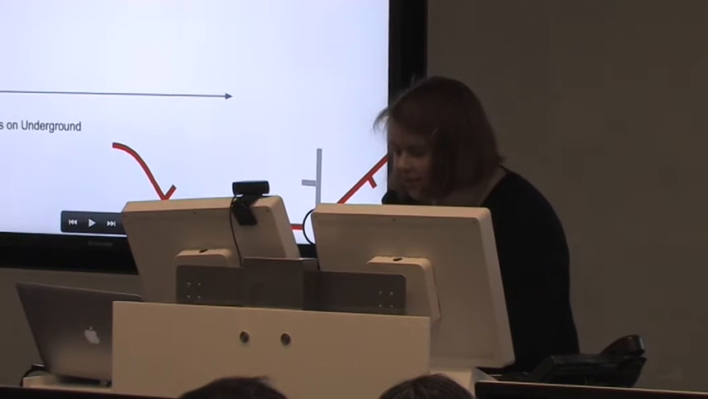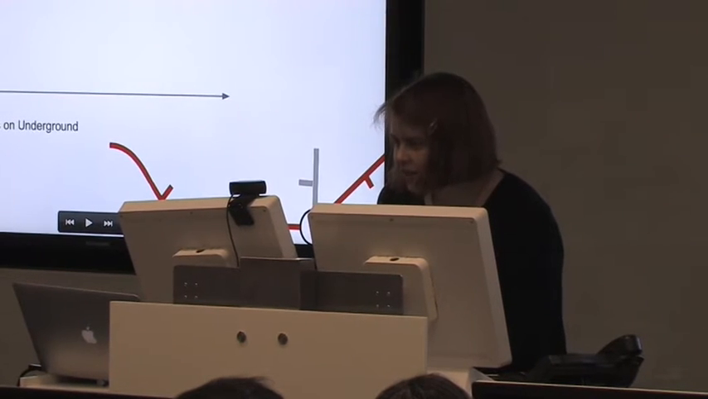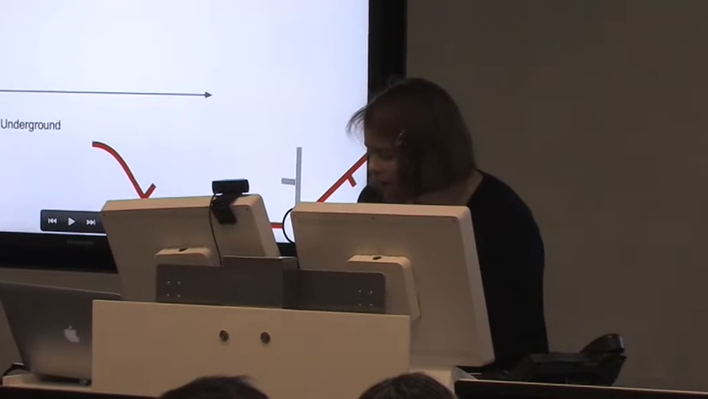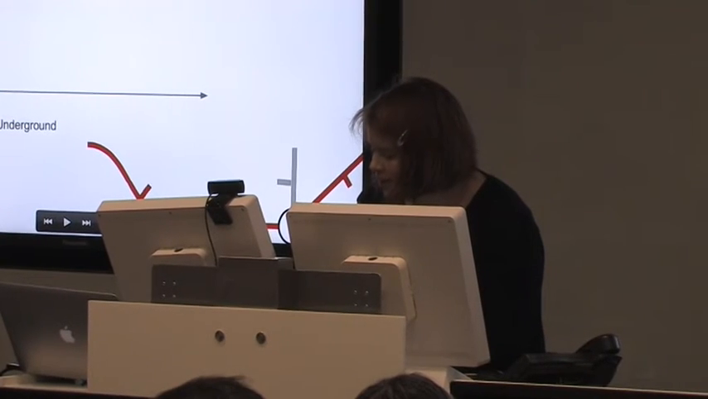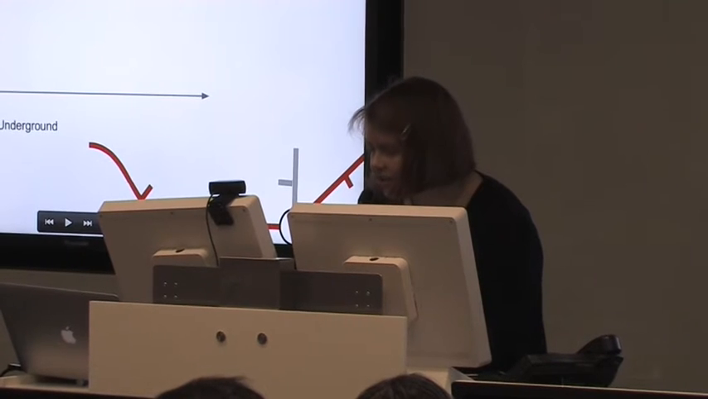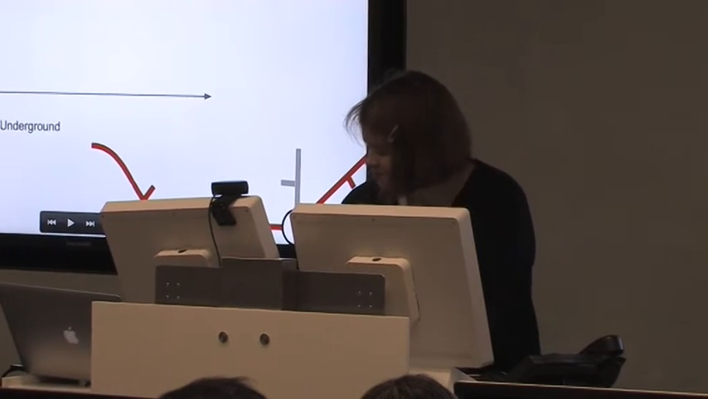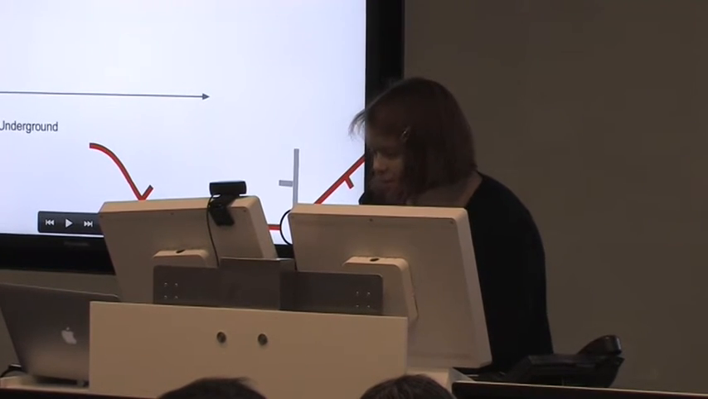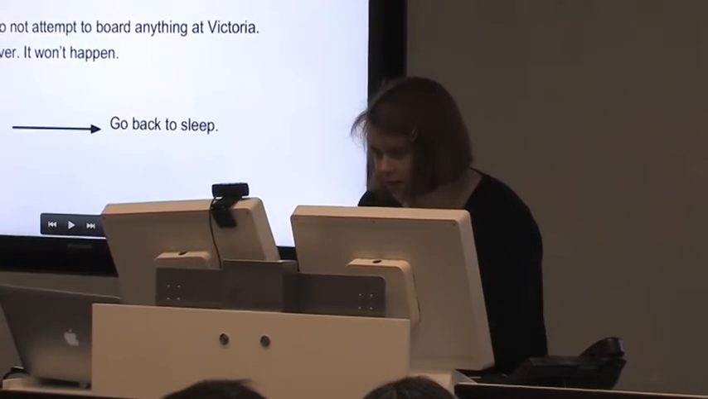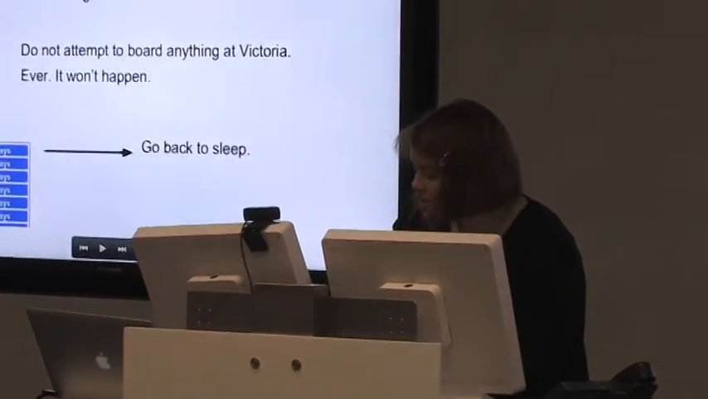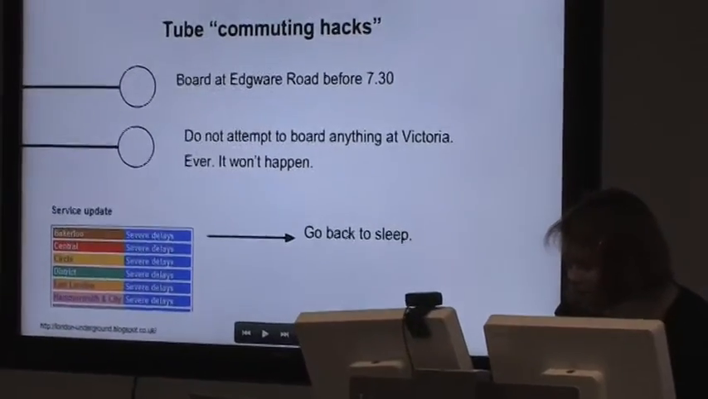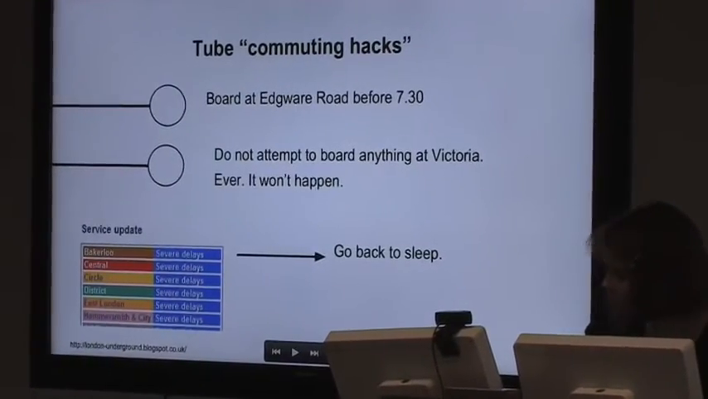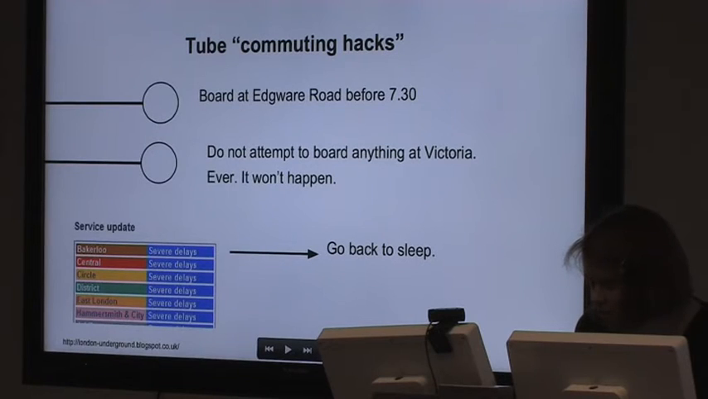But after a few weeks, my tube savvy level goes up. As the number of commutes rises, so does the number of commuting hacks that you acquire. These are basically helpful rules that will help you navigate the London Underground in the most efficient manner. For example, my top 3 rules for the first month: board at Edgware Road before 7:30. This will guarantee you a place on the tube without having to feel like a sardine. The second one, which I had to learn the hard way twice: never attempt to board anything at Victoria because it will never happen, ever.